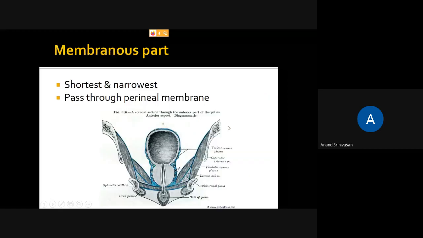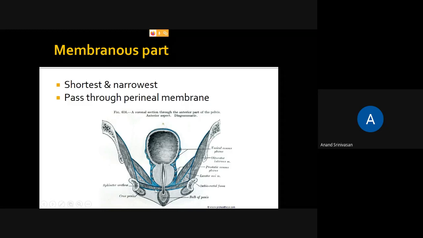The second part of the urethra is called the membranous urethra, this one. You can see it is the shortest and the narrowest portion of the urethra. This portion is called the membranous part of the urethra, and it passes through the membrane which is called the perineal membrane. So that's why this is called the membranous urethra. You can see a blue colored line, that is the perineal membrane.